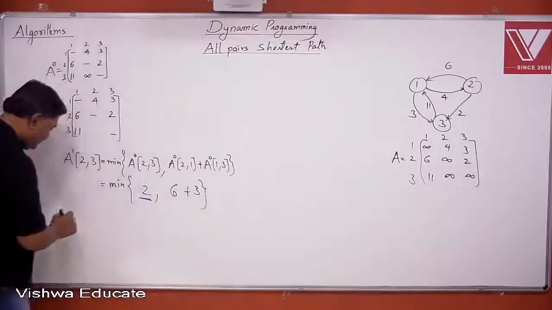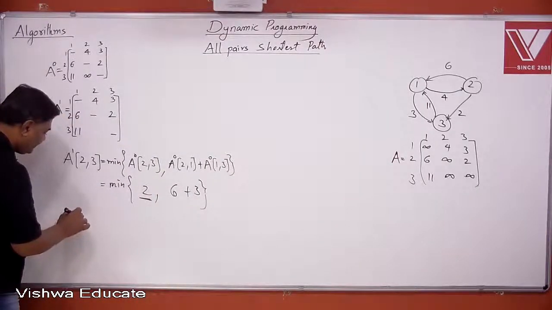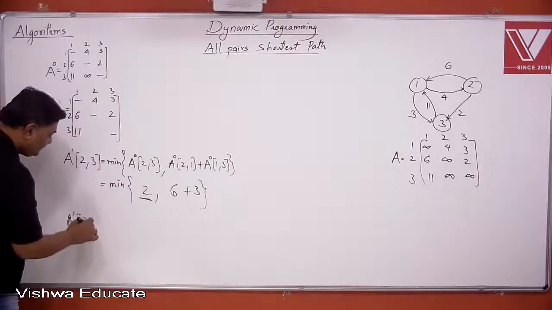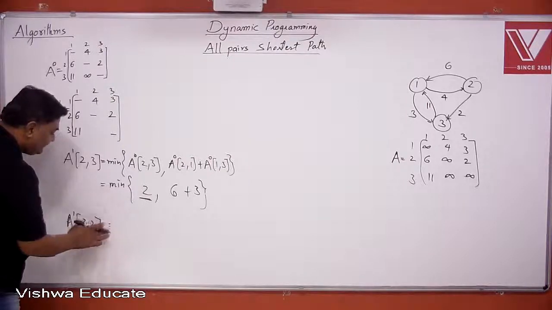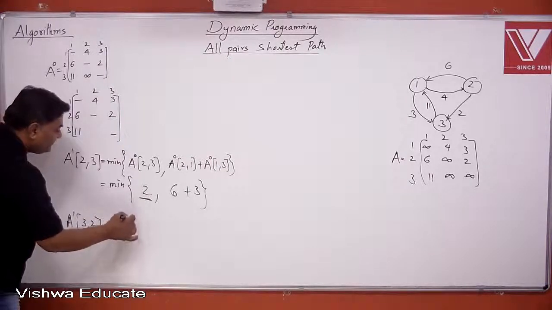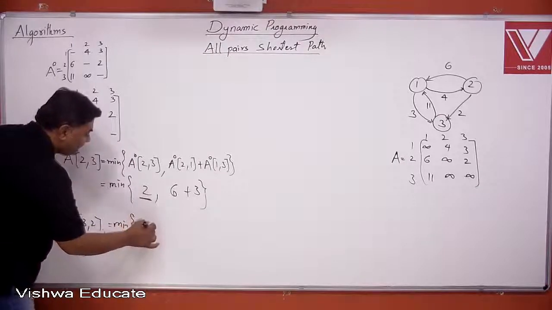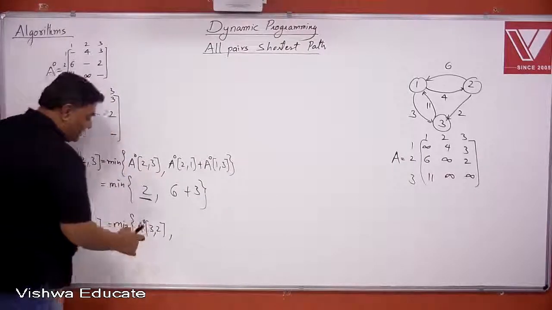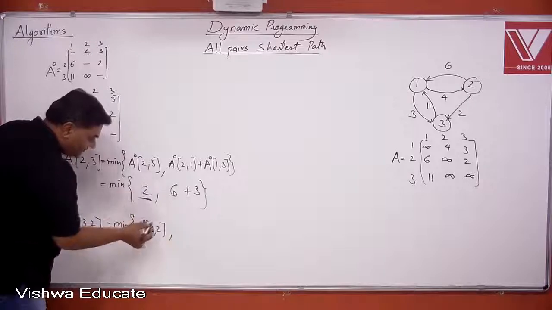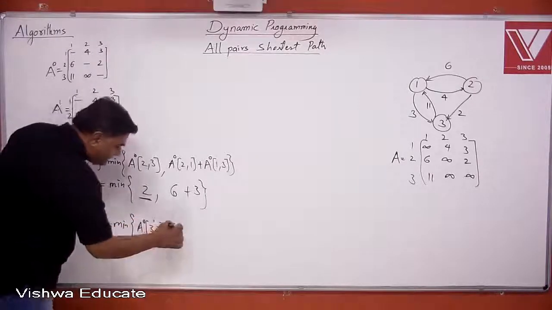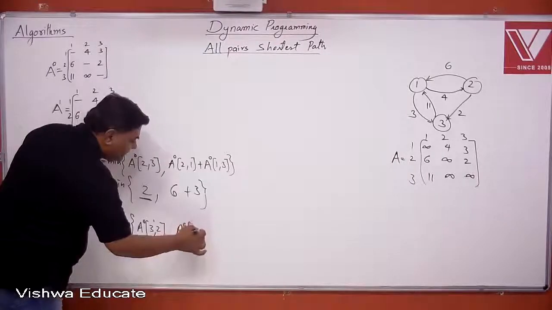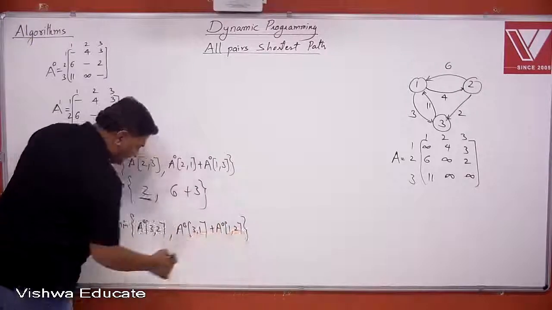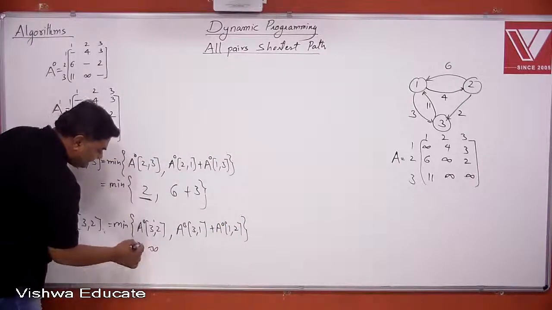Then next, in A1, I have to find out this value. What is this? 3 to 2. So I should take the minimum of A0 of 3 to 2, or the present value here, that is infinity, or 3 to 1 and 1 to 2. So in between, 1 will come, 3 to 1 and 1 to 2. So A0 of 3 to 1 plus A0 of 1 to 2. Let us take the values.